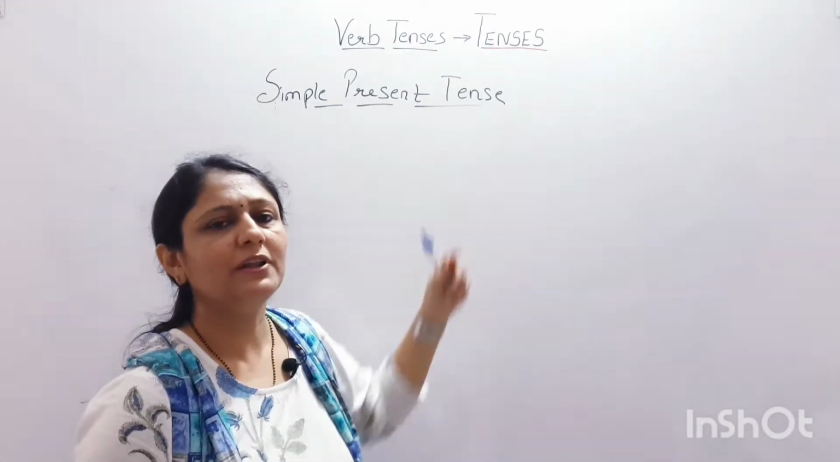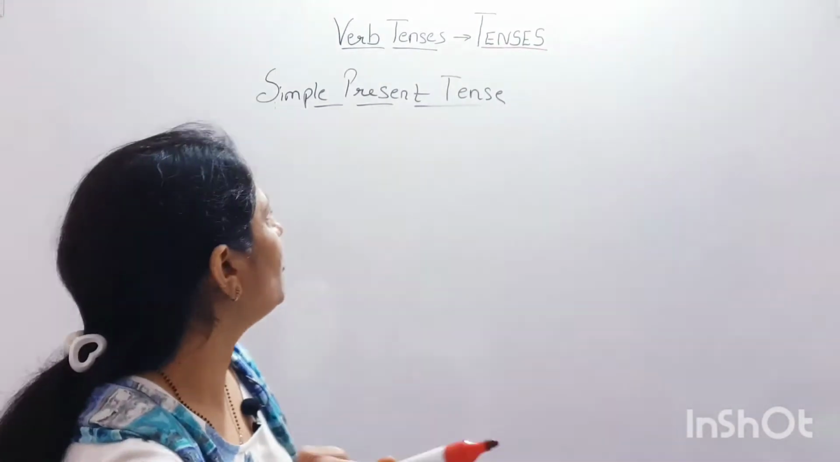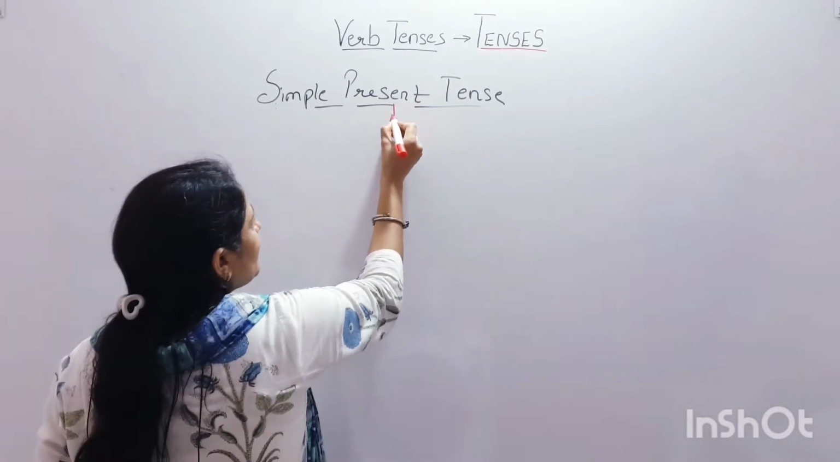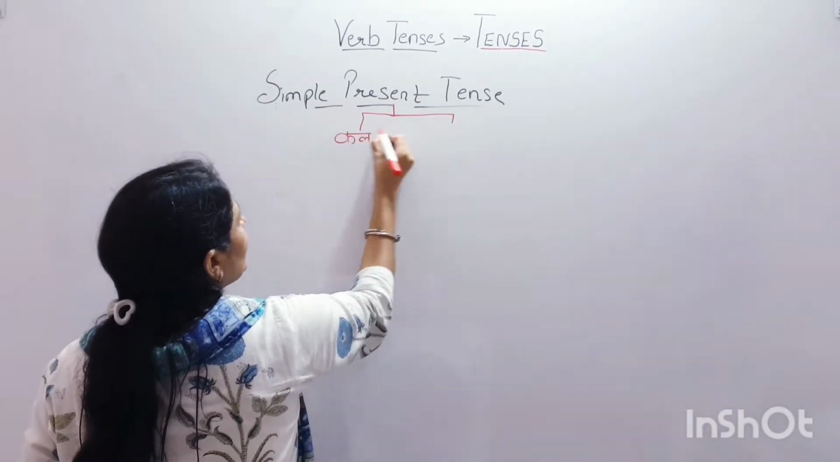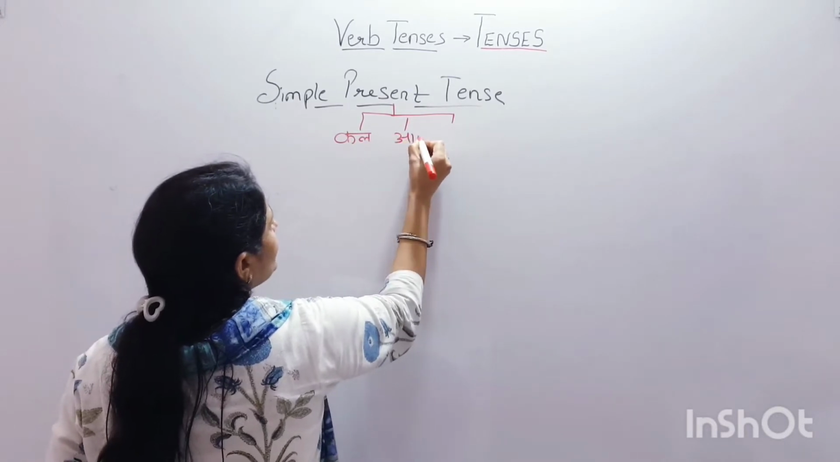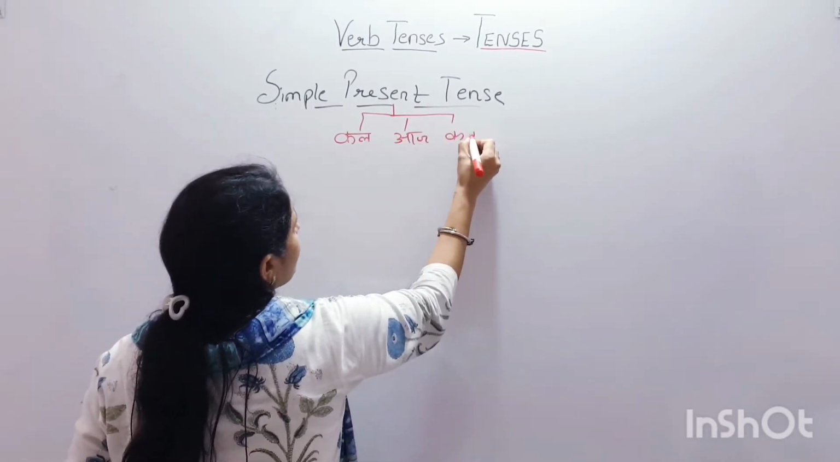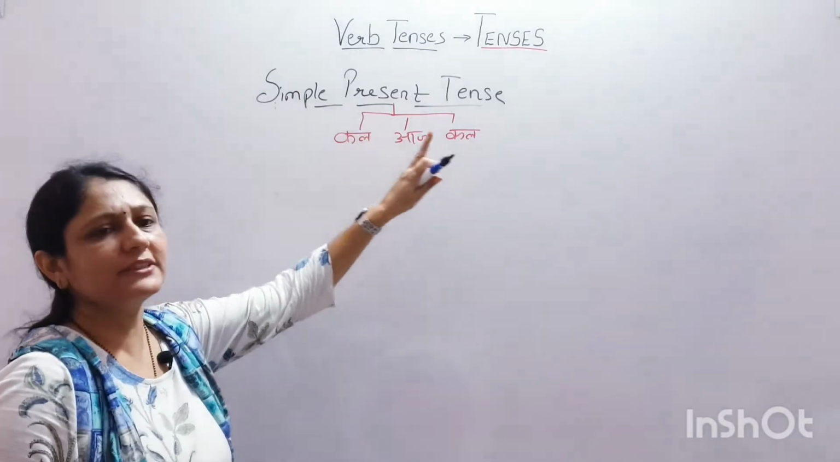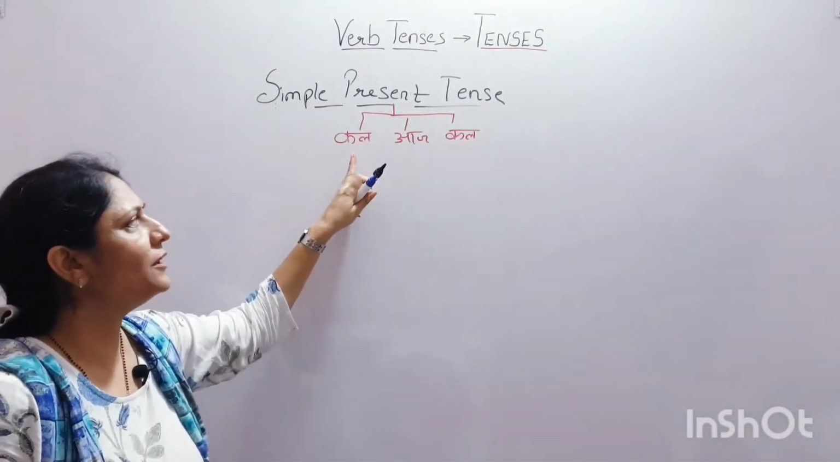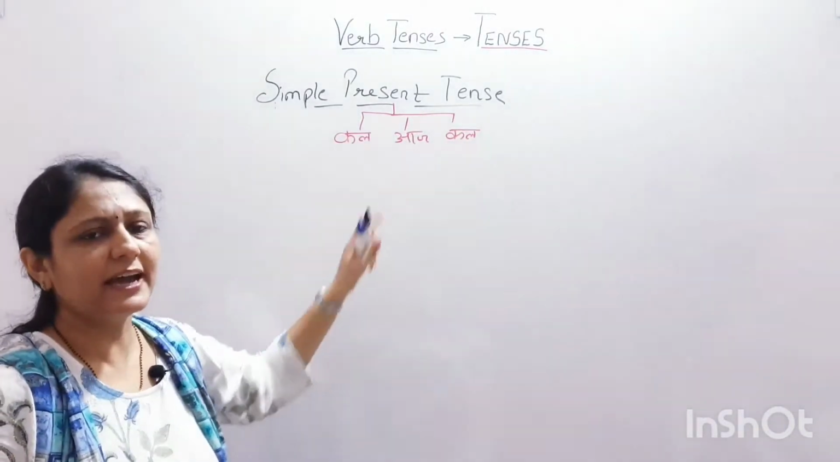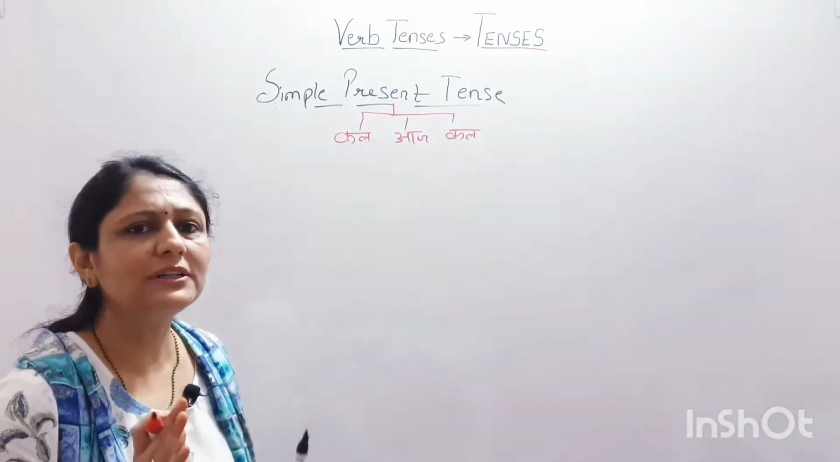For example, it can be very aptly described by a Hindi phrase which says kal, aaj aur kal. So, simple present tense is used for things that are true for kal, aaj aur kal. That means things that are all-time true.